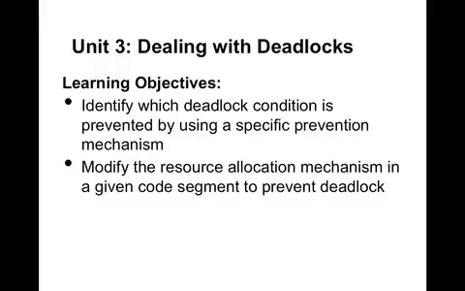This is the third lecture on deadlock. In this lecture, we'll look at how to deal with deadlocks. The learning objectives for this unit are to first identify which deadlock condition is prevented by using a specific prevention mechanism, and second, learn how to modify the resource allocation mechanisms in a piece of code to prevent deadlock.